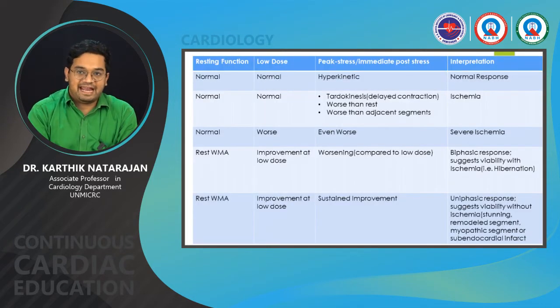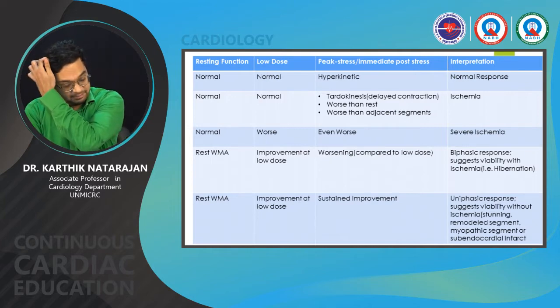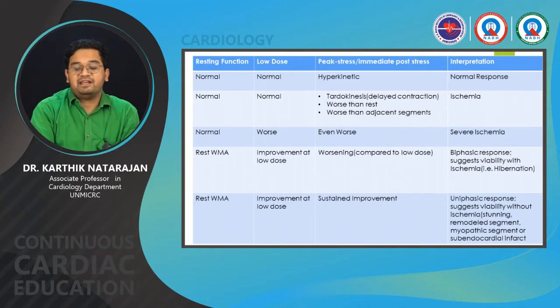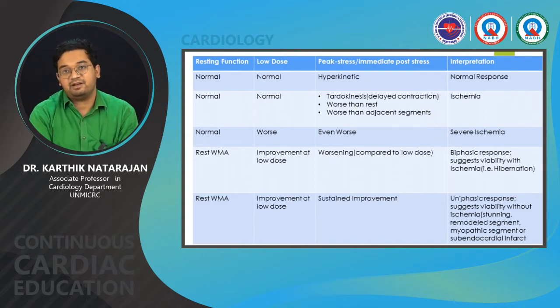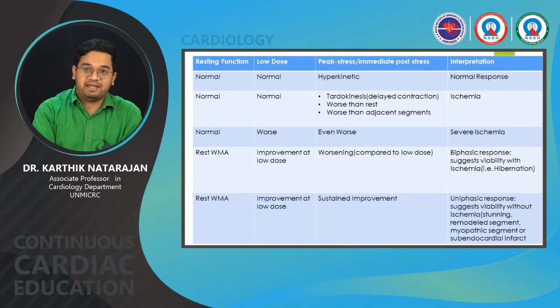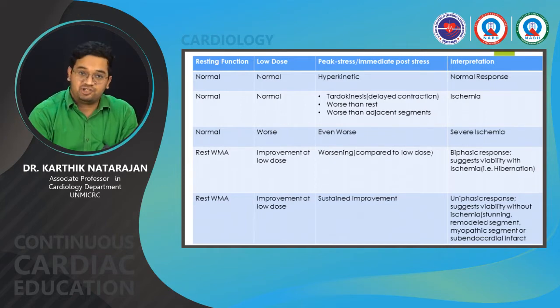So what are the possible responses which you can see in these patients? If the resting function is normal, with a low dose of dobutamine the function remains normal, but at peak stress there is hyperkinesia, it indicates a normal response. If the resting function is normal, at low dose it remains normal, but at peak stress there is tardokinesis, or it is worse than rest and worse than the adjacent segments, it is known as ischemia, or an interpretation of ischemia. If the resting function is normal, at low dose it becomes worse, and it is even worse at peak stress, usually it indicates severe critical ischemia.